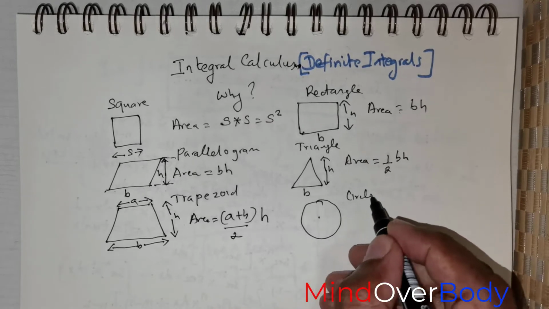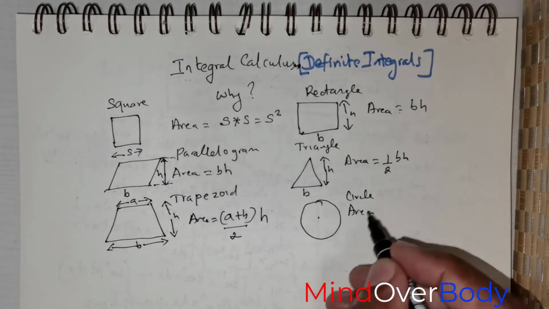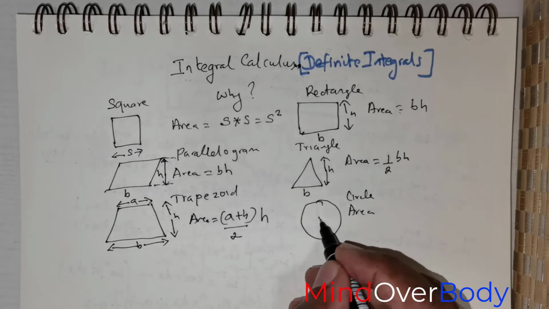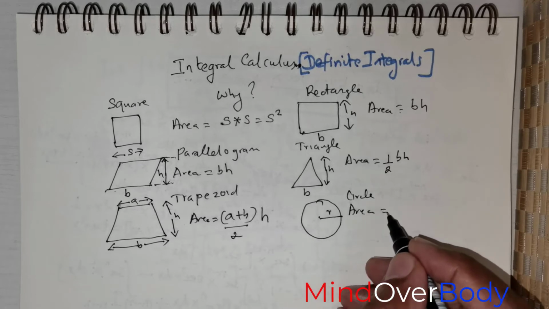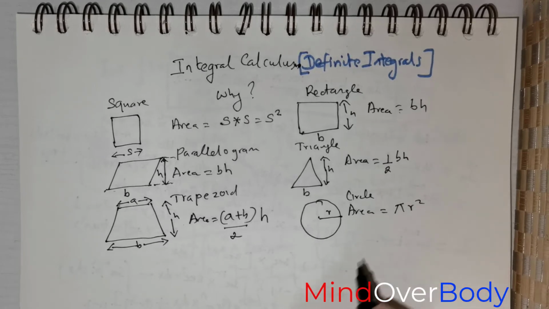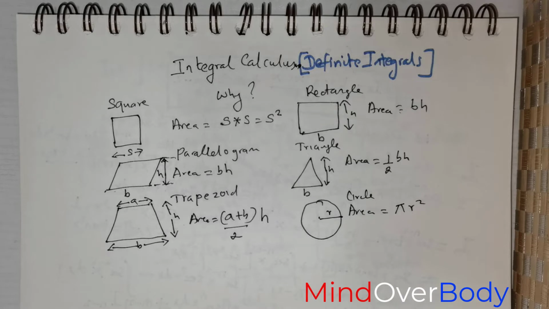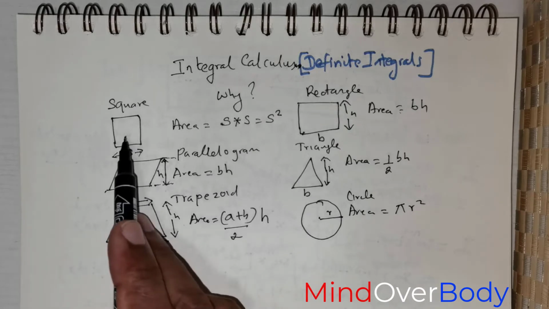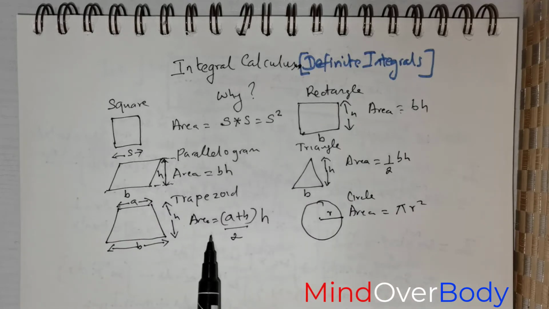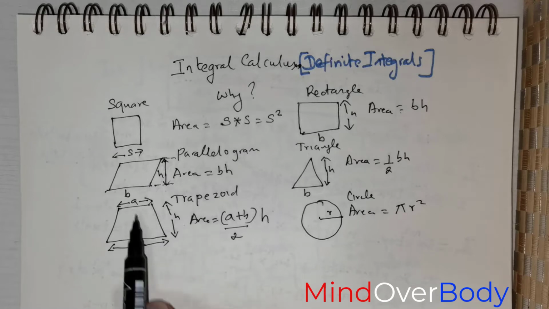Now let us take the circle, one last area. Now this is a circle. If you want to find the area of the circle, we would need what is called the radius, and the area is going to be pi r squared. So all of these shapes are symmetric. In other words, these are all defined shapes, right?